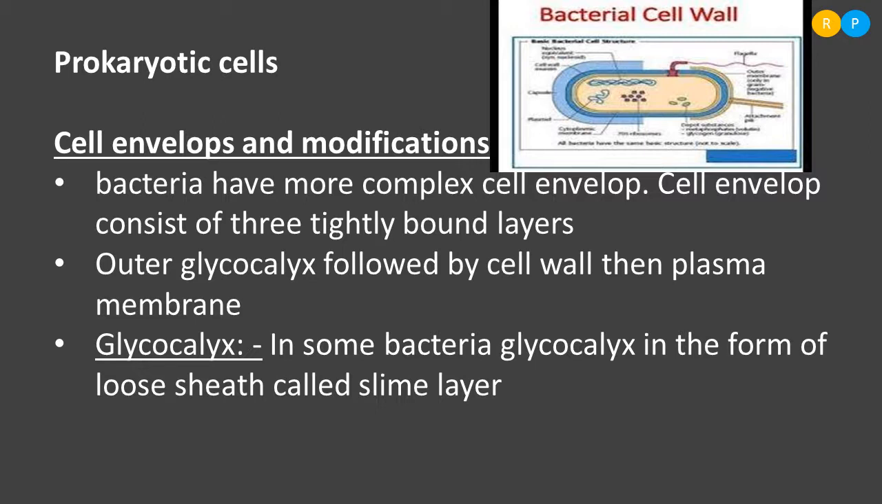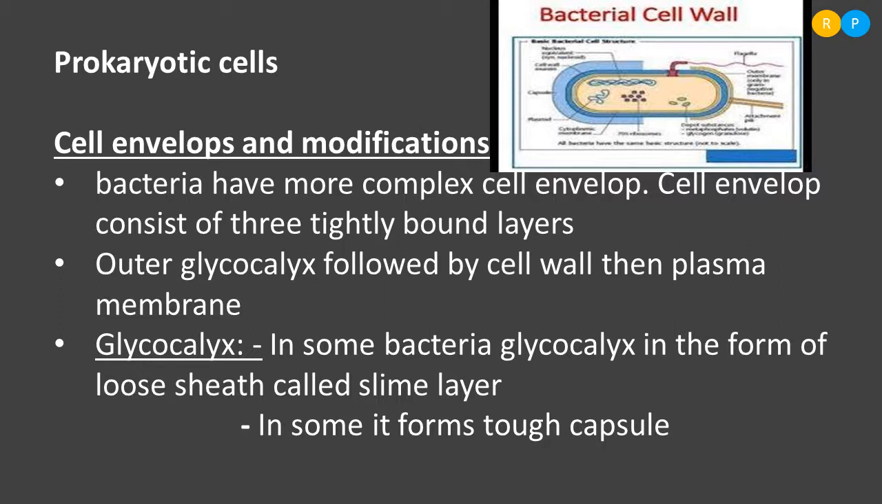And if you take the example of some other bacteria, in those bacteria, glycocalyx is present in the form of tough capsule. That means a thick glycocalyx layer will be present, and it forms a capsule like structure on the outer side of the bacteria. So because of that, the outermost layer is named as capsule. So there are two different types of glycocalyx layer we can see in different members of bacteria.